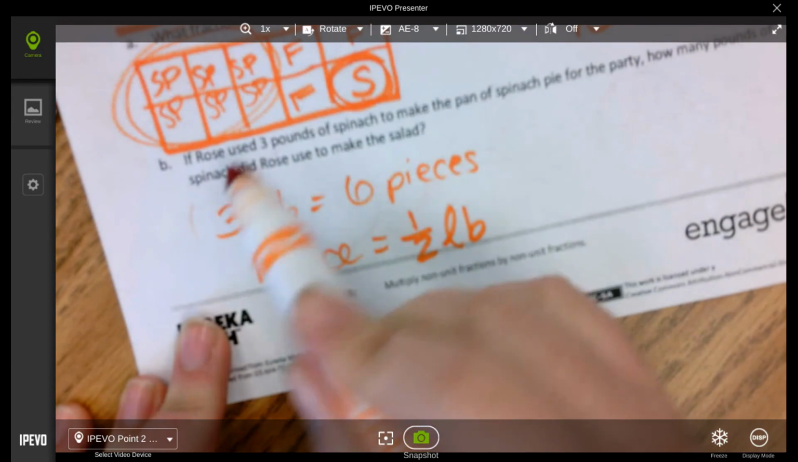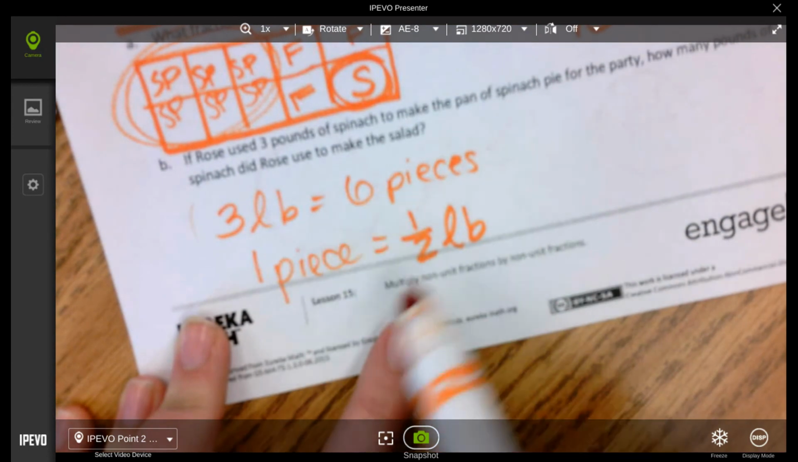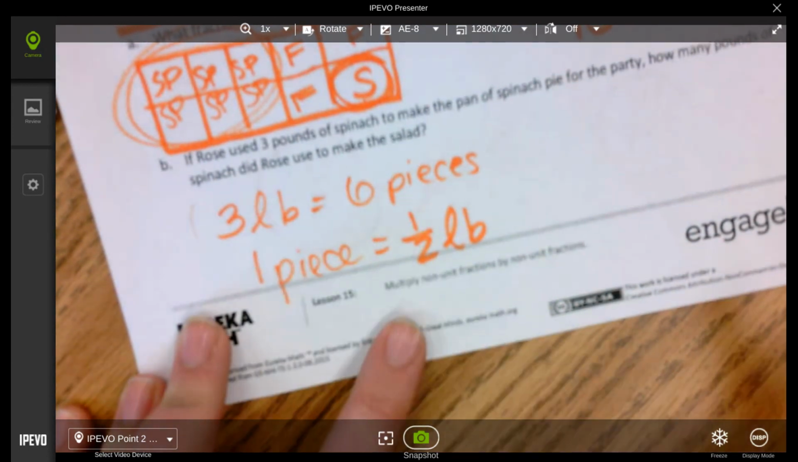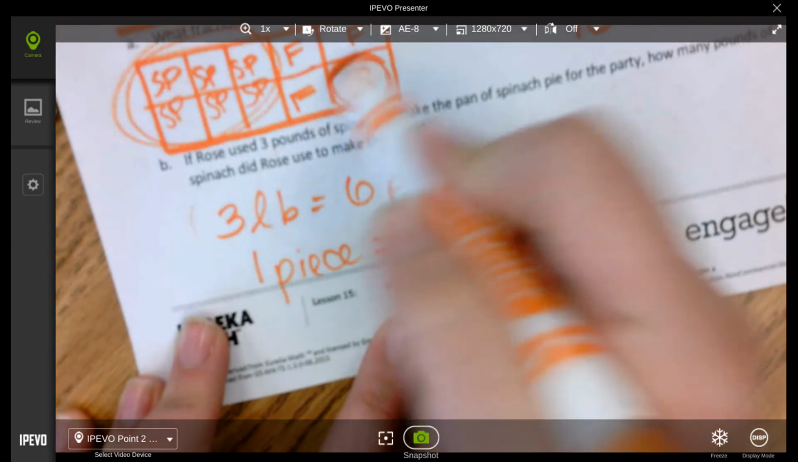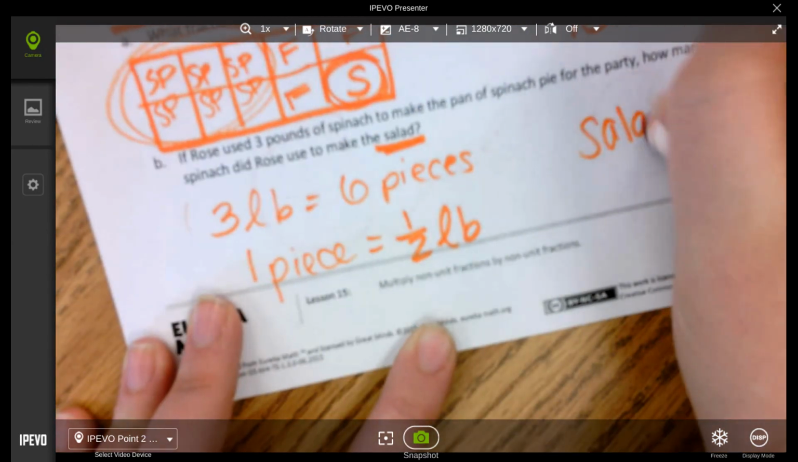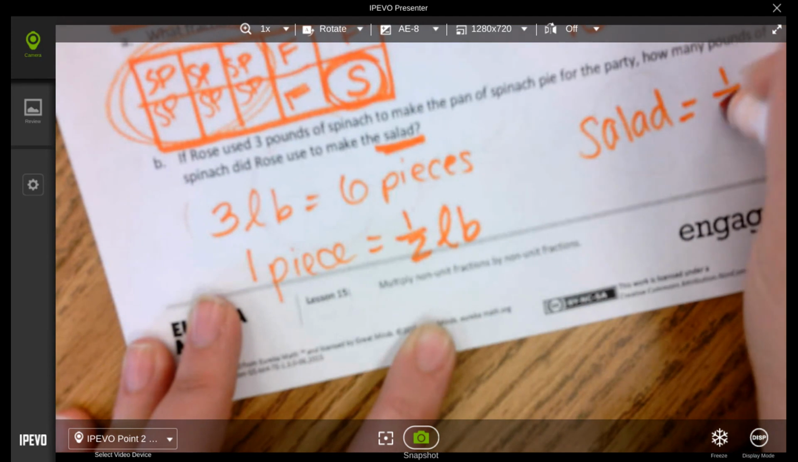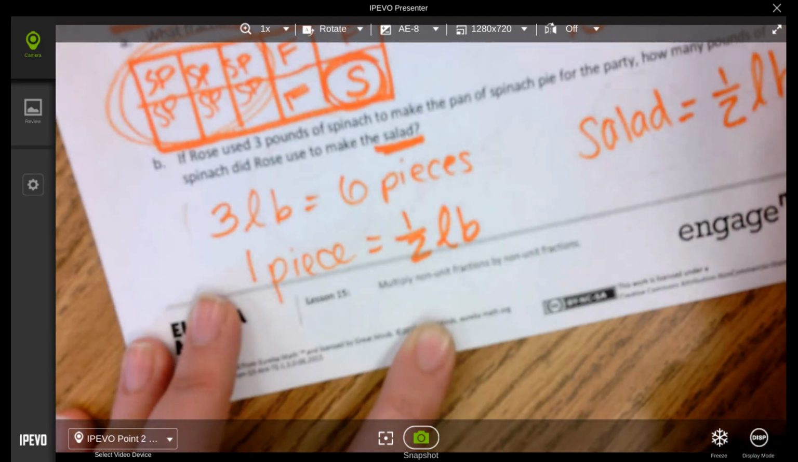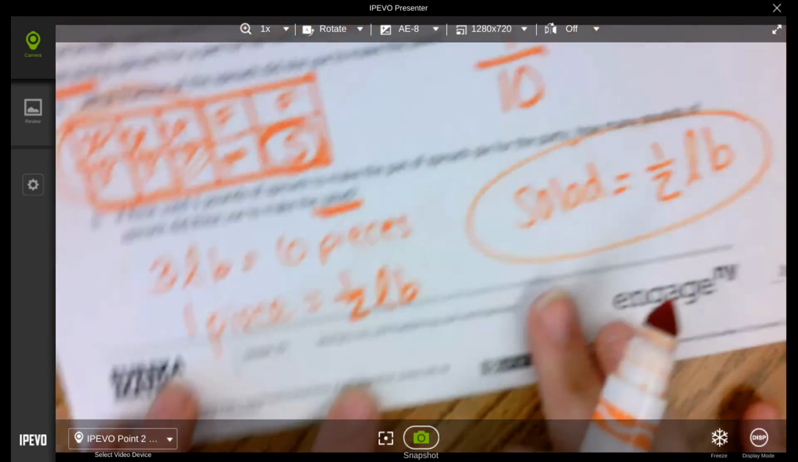Okay, so if each chunk is worth 1/2 a pound, the salad is only worth 1 chunk. So the salad equals 1/2 of a pound. And that's your homework for tonight.